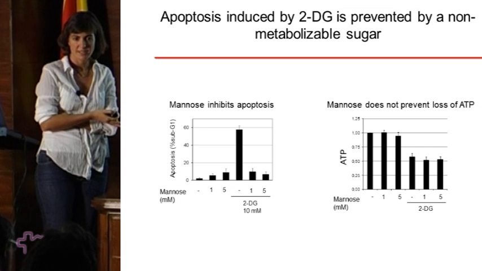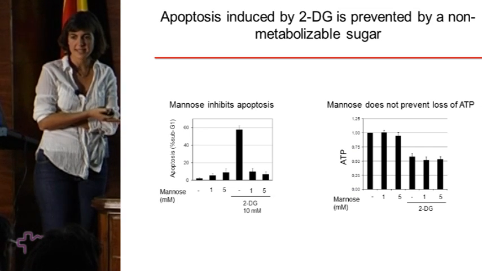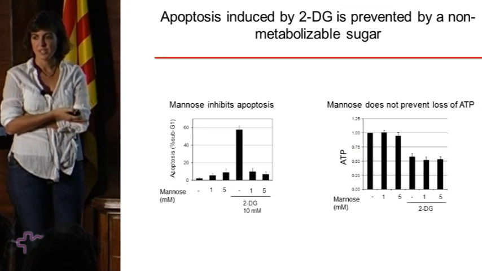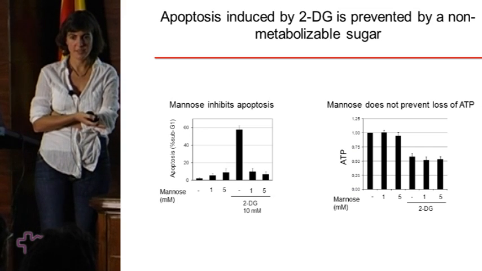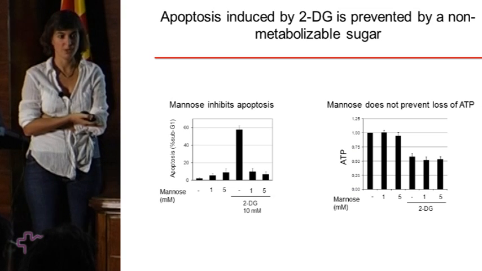This is telling us that inhibition of glycosylation is more important than all the things that are happening in the cell in response to 2-deoxyglucose.